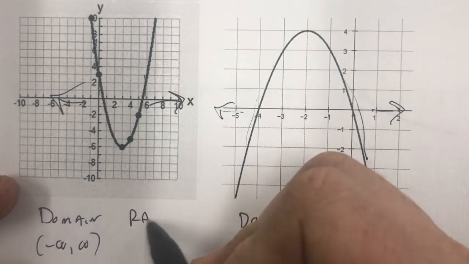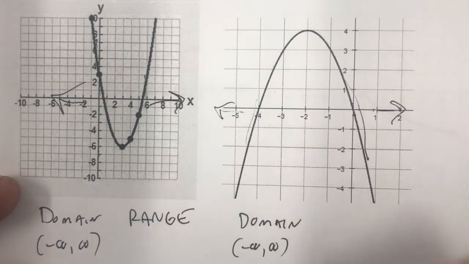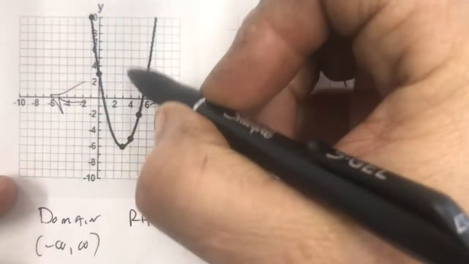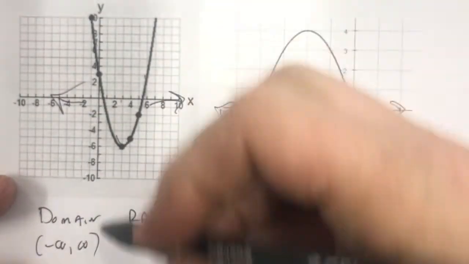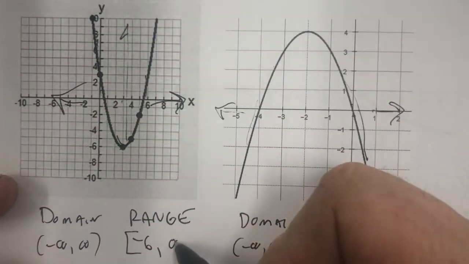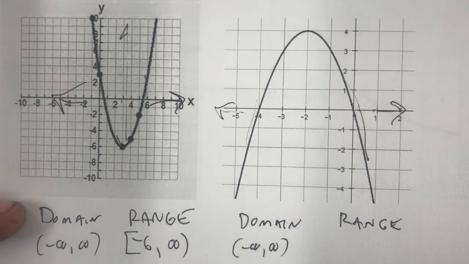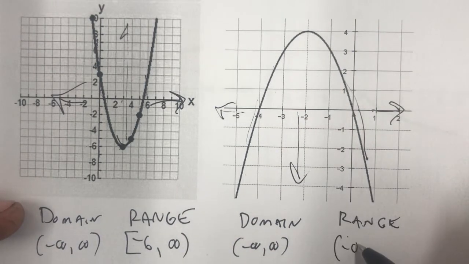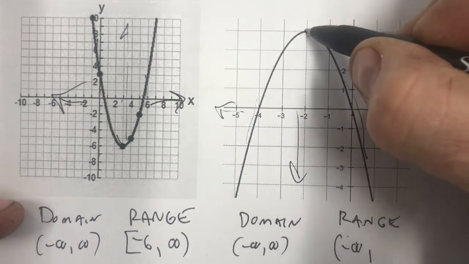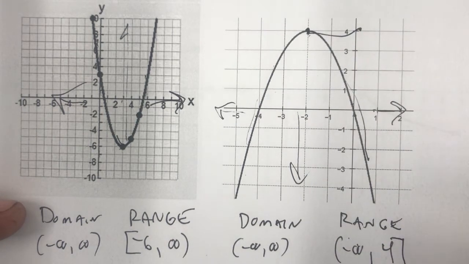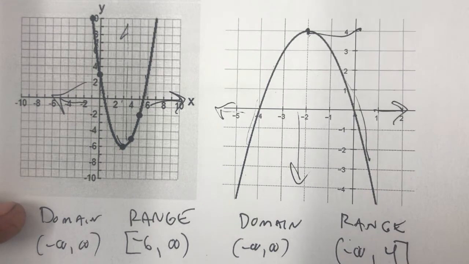Now my range, that depends on the function. My range is different on these. So on this one, the furthest down it goes is right there, -6, and it does include it. The furthest up it goes is infinity. So that'd be my range. When it's concave down like this, the furthest down it goes is negative infinity. The furthest up it goes is right there, 4. And you do include it. So that's domain and range on quadratics.